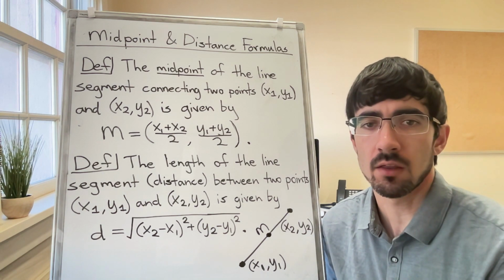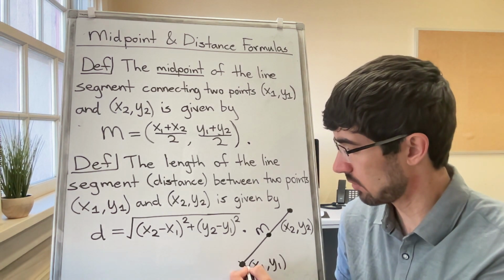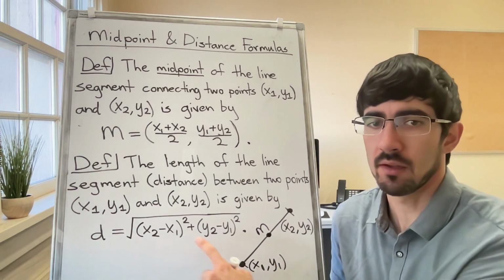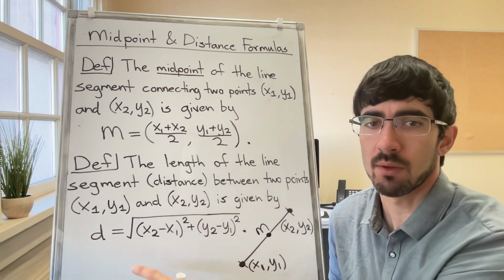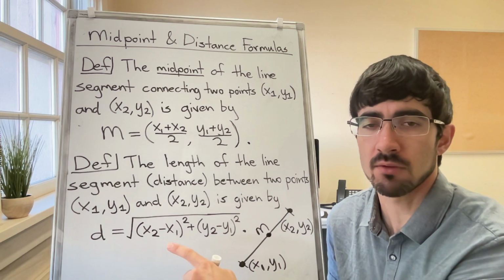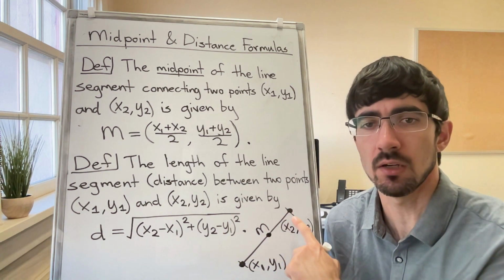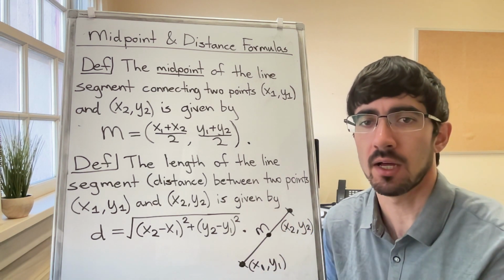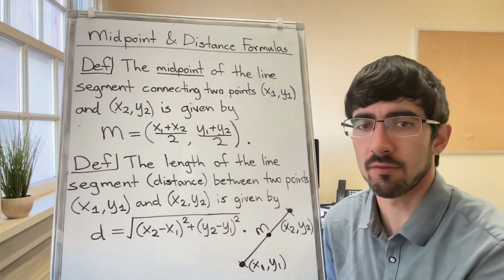Second, the length of the line segment, what we're measuring here is the distance between 2 points, (x1, y1) and (x2, y2), is given by this formula. This derives from the Pythagorean theorem, a squared plus b squared equals c squared. I'm not going to show it here, but you could envision a triangle in this picture and then apply the Pythagorean theorem and you'll get the distance formula.